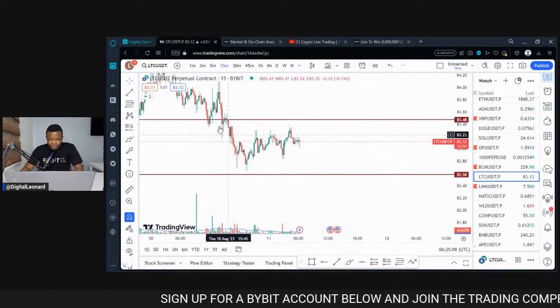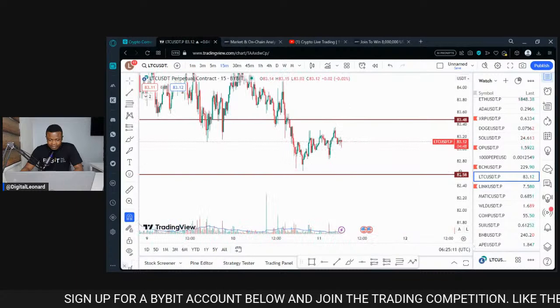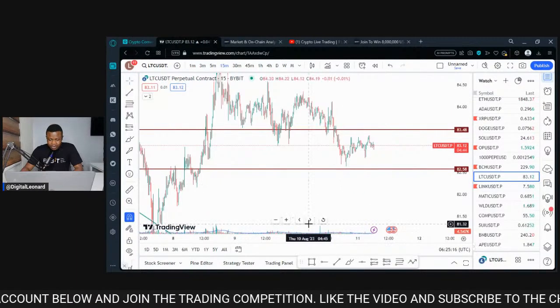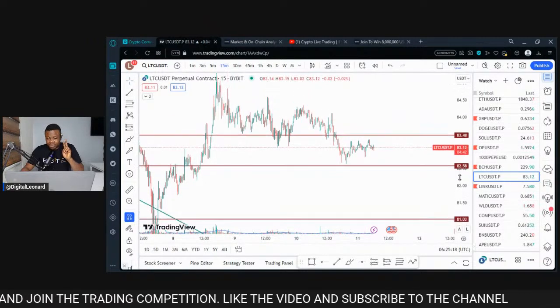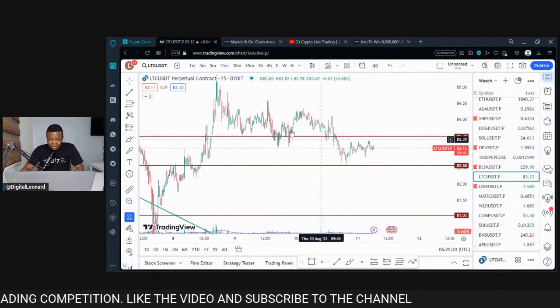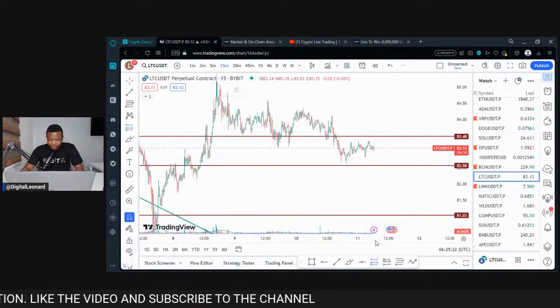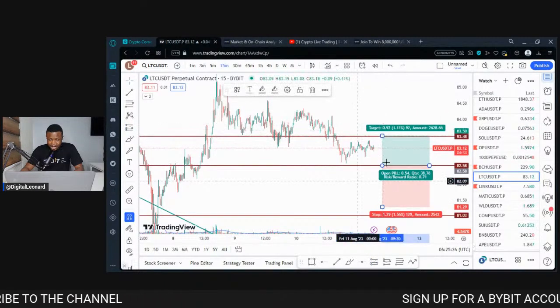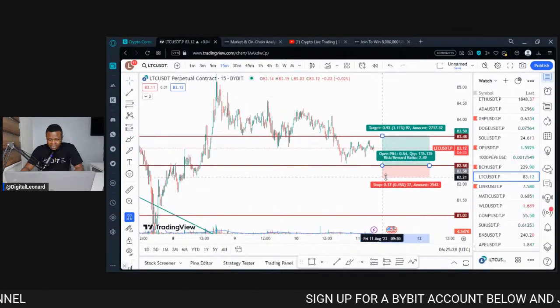So if you have noticed when we broke this level down there, then you would have taken a short trade and all of that. But currently, if I should enter a trade for Litecoin, there are two levels I'm looking at entering a trade right now, okay? If we consolidate in this area for a while, I will enter a trade here, right? And maybe target that level while we consolidate within that level, okay?